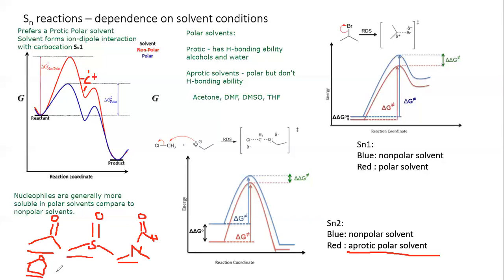Now with SN2 reactions, it prefers aprotic polar solvents, because if you have a protic solvent in an SN2 reaction, it's going to interfere with the nucleophile and inhibit the nucleophile from backside attacking the alkyl halide. So we prefer for SN2 aprotic polar solvents like acetone, DMF, DMSO, THF.